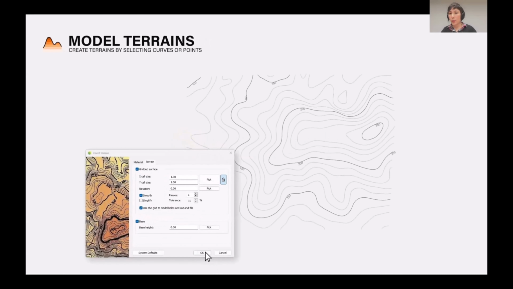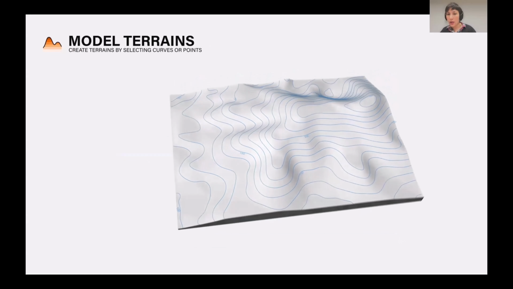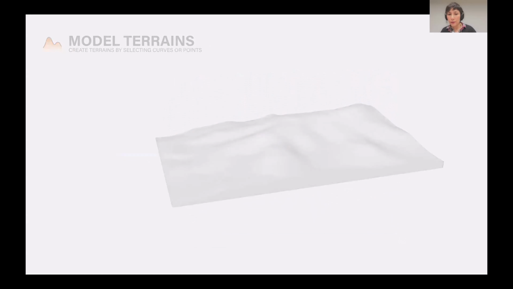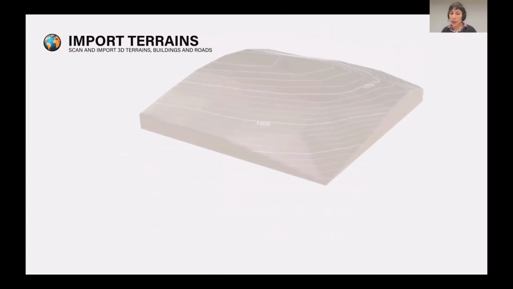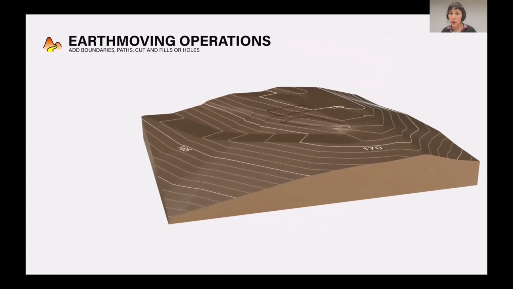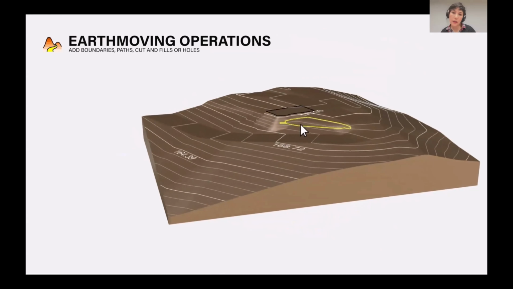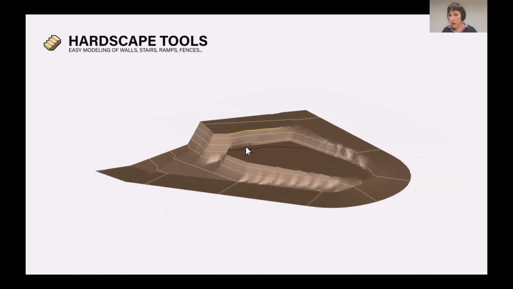If we have some topographic contours, we can generate a terrain by elevating these contours. If we don't have any topographic information, we can import it from the map. You open the importer, EarthScan, and generate the terrain. Once the terrain is generated, we can apply different operations on it, so we can do different cut and fill or divisions on top of this terrain.